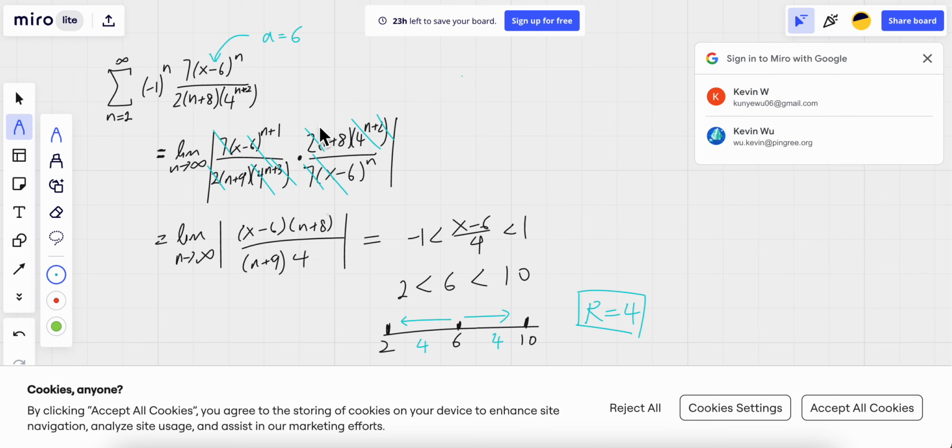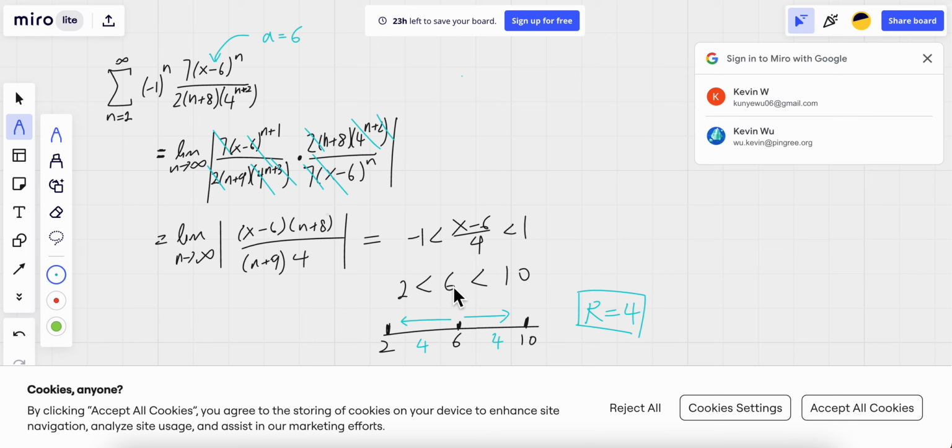And since we're looking for convergence, right, we have to set r less than 1, and since that's the absolute value, which means this also must be greater than -1. So to get x by itself, we multiply both sides by 4 and add 6 to both sides. We get 2 is less than x is less than 10.